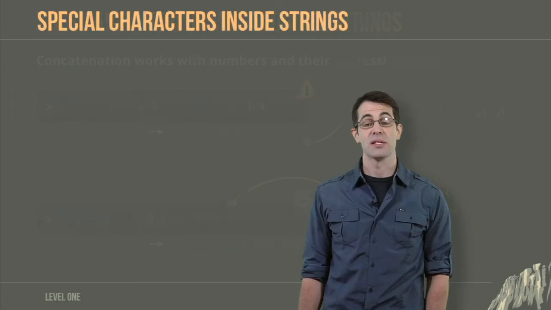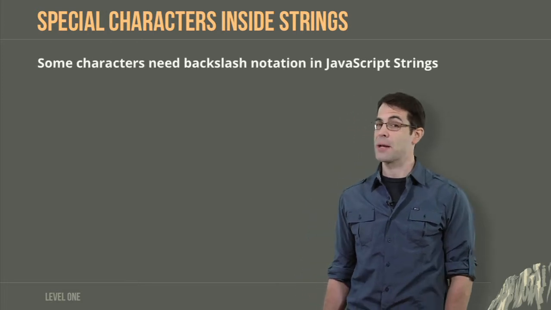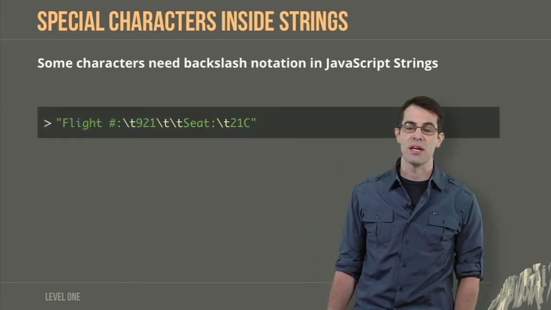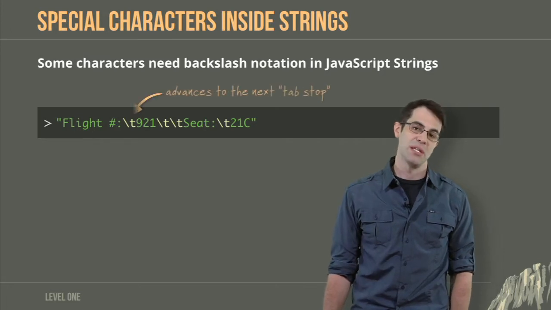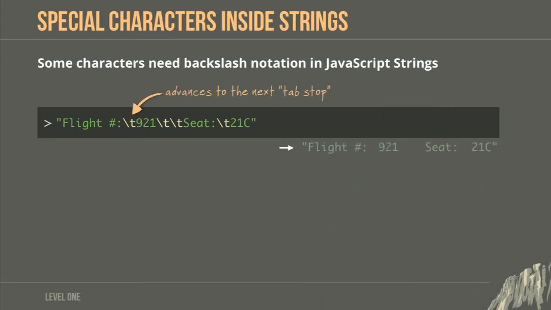When working with strings, you'll need some special characters to achieve some specific formatting. Here in this example, you can see a \t, which represents an advancement to the next tab stop. Here in the output, you can see that the \t's have disappeared, and in their place is an advancement to the next tab stop inside the string.